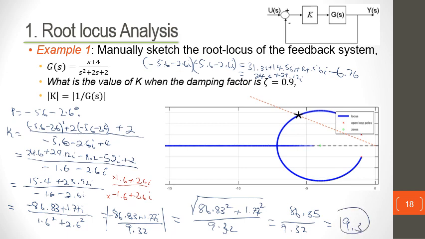So the value of K for a damping factor of the closed loop system to be 0.9 is actually 9.3. This is roughly about there, because the way you extrapolated the point here would reduce the accuracy of your calculation. In the sense that this point might not exactly be the 5.6 plus 2.6 i, as you might later discover, but this gives you roughly how you can use the root locus to do this calculation.